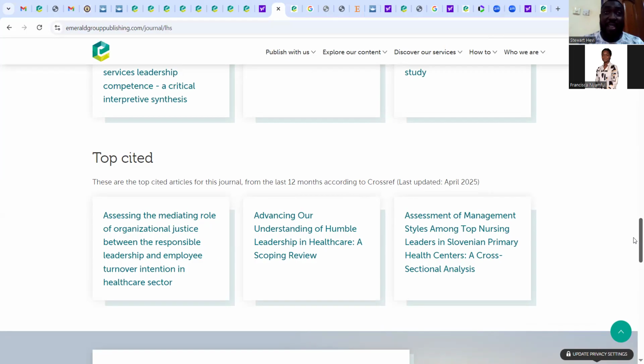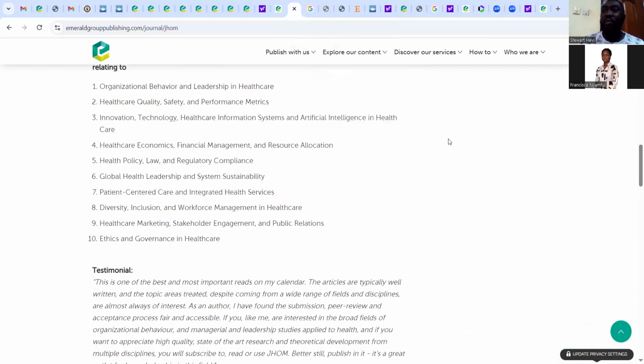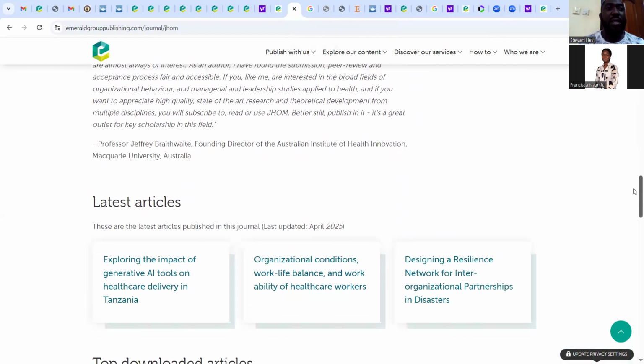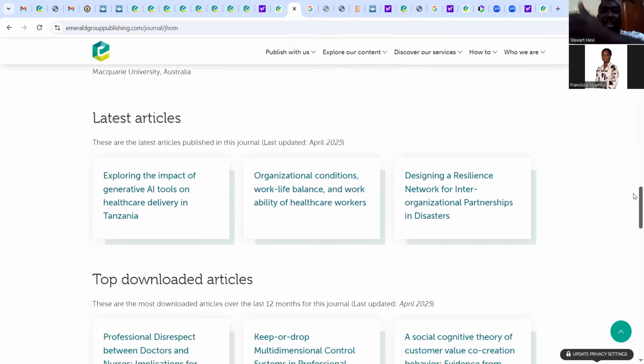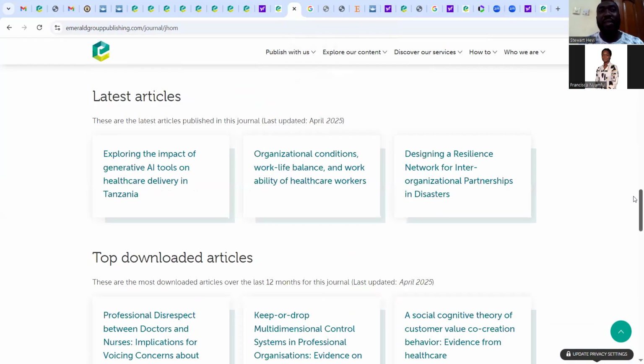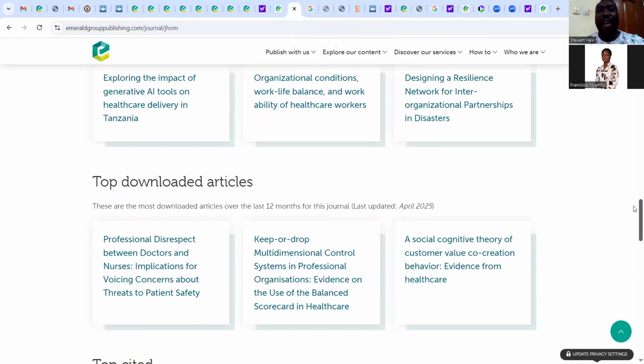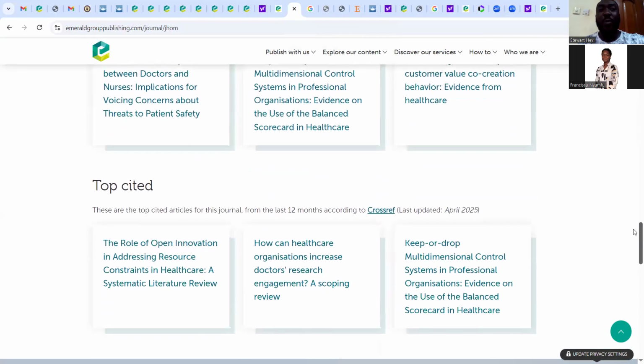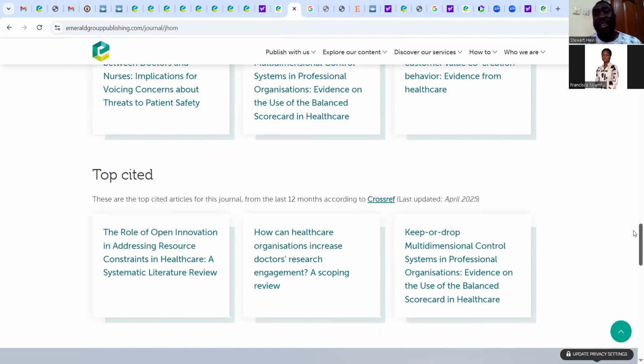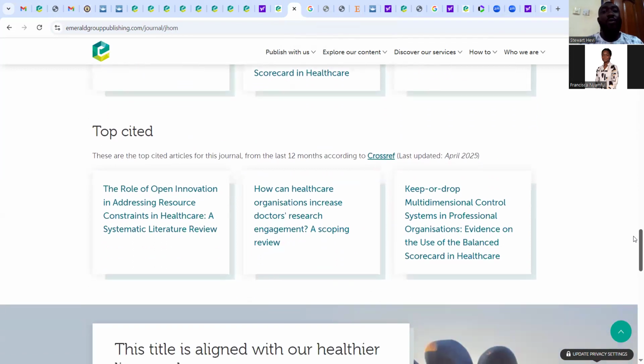And all the journals have it. You see, this is the first one. If I open the second one, you see that one too. Once I go down, you see latest articles that have been published, top downloaded articles, and equally the top cited articles. So anything we want to do in terms of research for this kind of journals, this should be our focus.